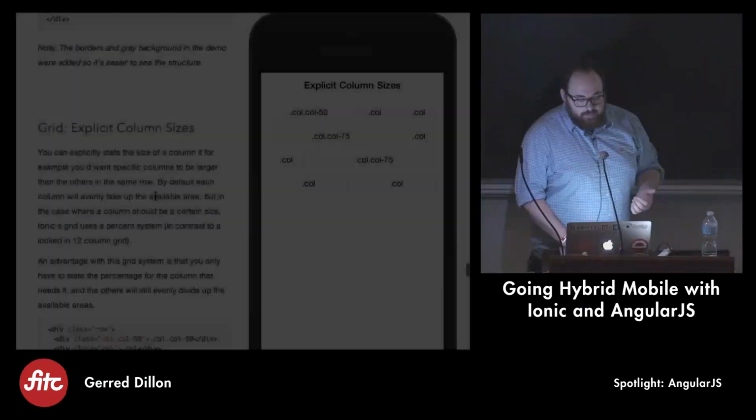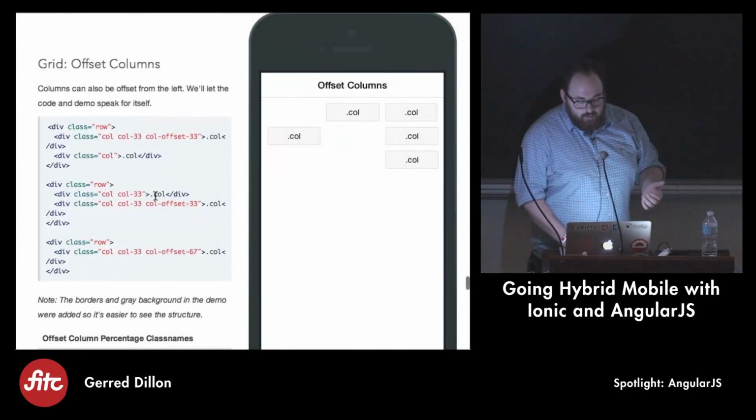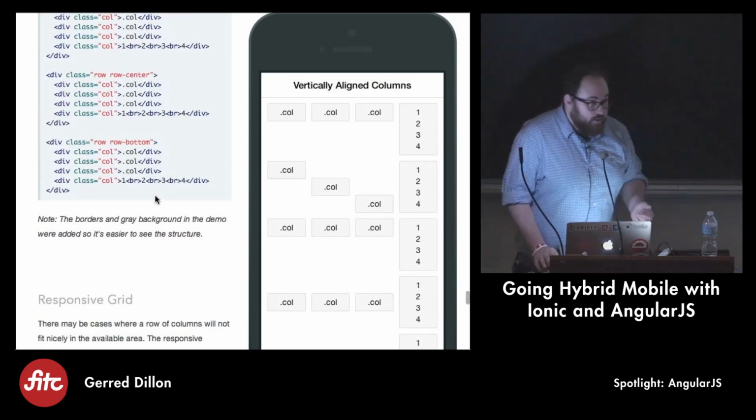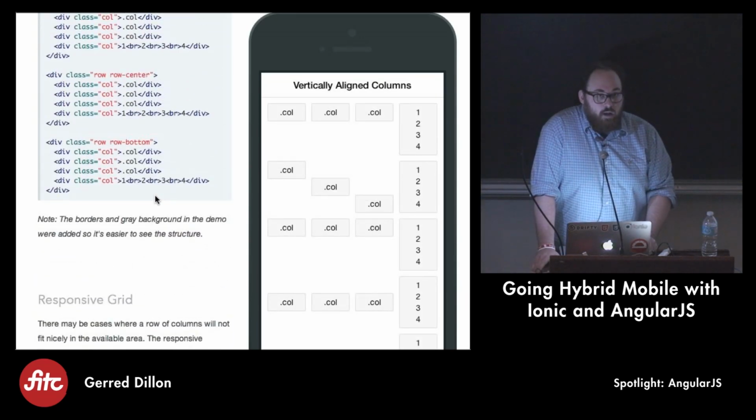So we have everything you'd expect from a grid system. You have evenly spaced columns, column sizes, you can do your offsets, vertical alignment. We use CSS Flexbox because we can on mobile. Everybody supports it now. And so we can do a lot more interesting things with our grid setup than you could if you were supporting browsers that don't have Flexbox. Yes?